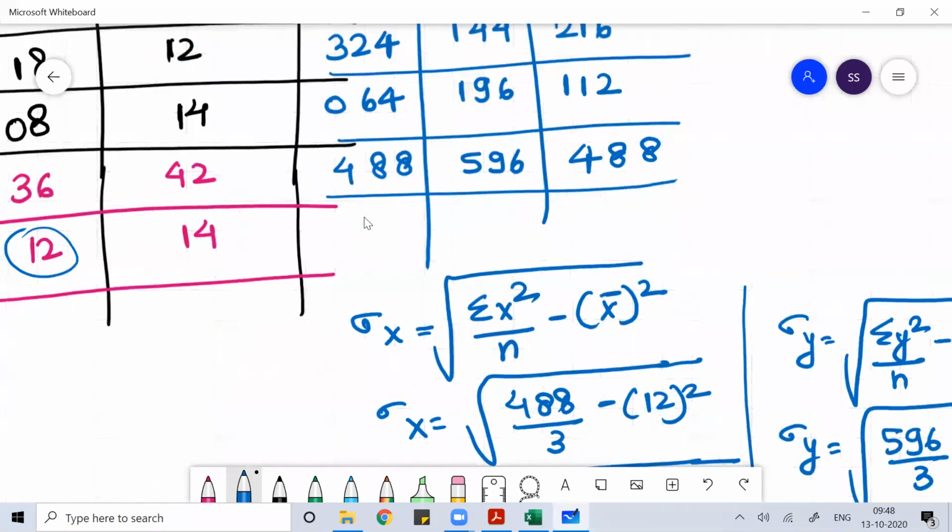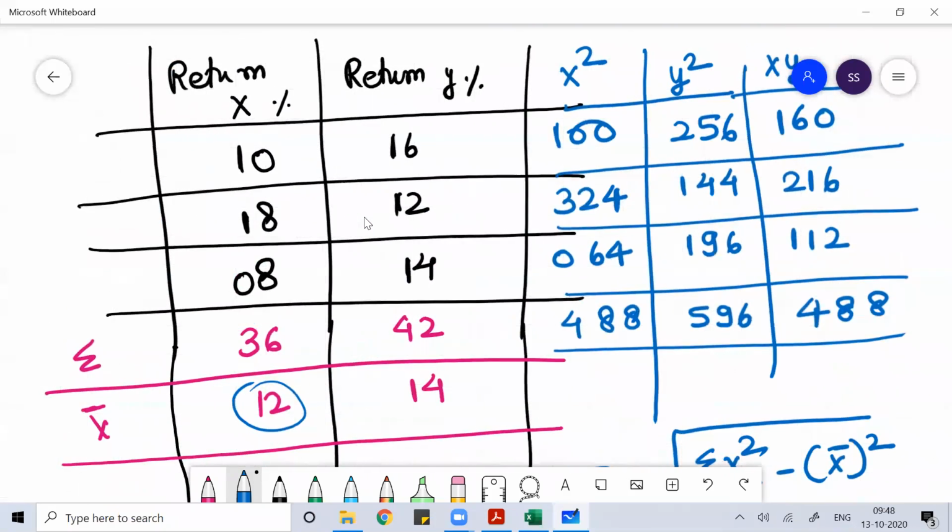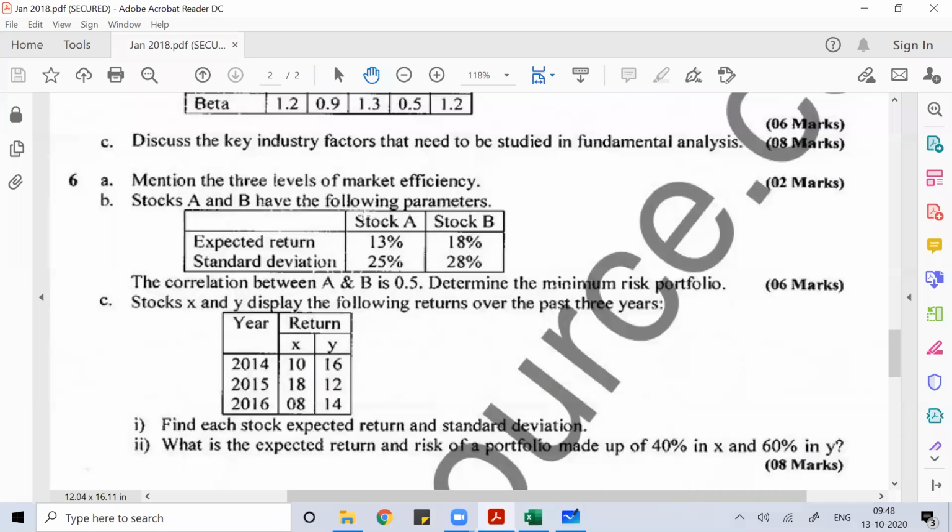Now what is required for me? What is required here in the question is to find each stock's expected return and standard deviation. Then what is the expected return and risk on the portfolio if it is made of 40% of X and 60% of Y.